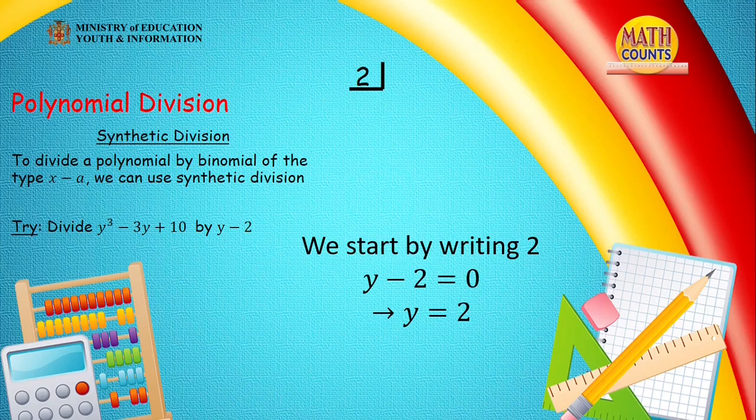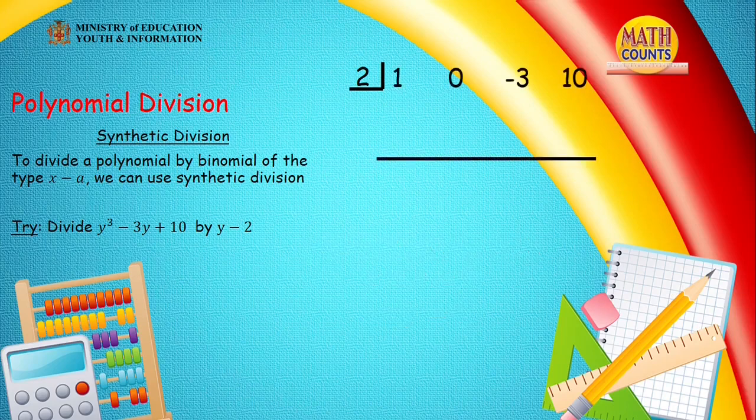Now there's something that you need to take note of before we write the coefficients to do our synthetic division. The highest degree here is 3 because we have y to the 3rd power. But as you can see, the term for y to the 2nd power is not there. So when we're writing out the coefficients, y to the 3rd, we'll put the 1, where the y squared coefficient would be, we're actually going to put 0. So as you can see, we have 1, 0, negative 3, and 10.